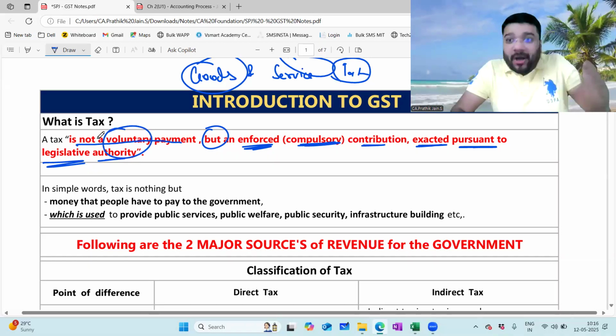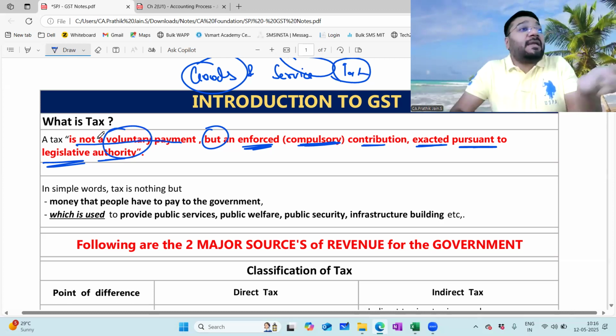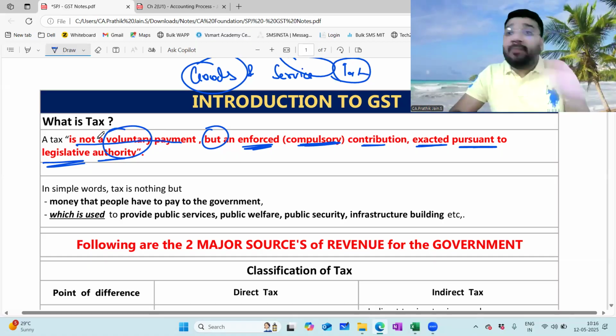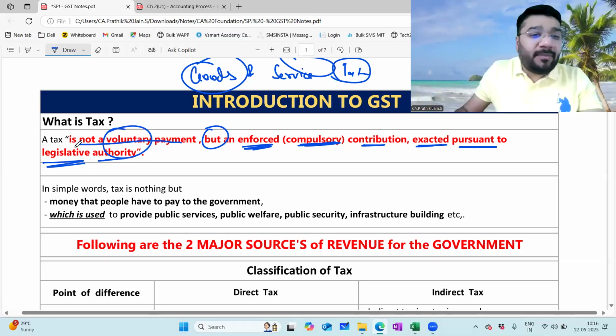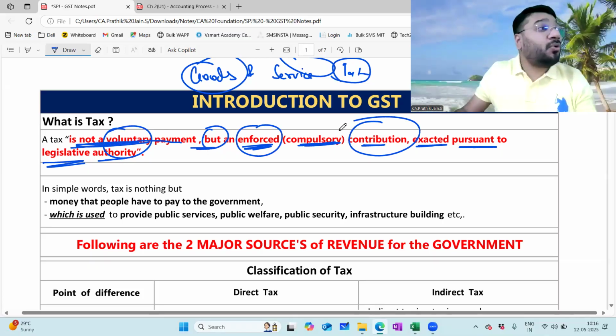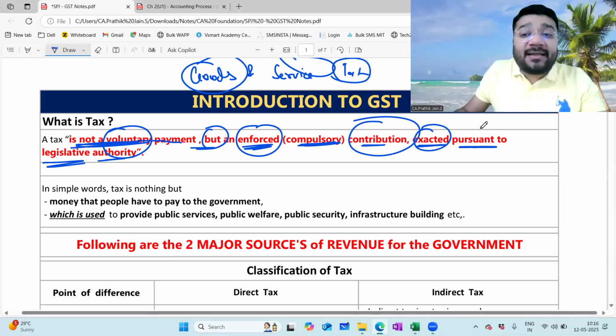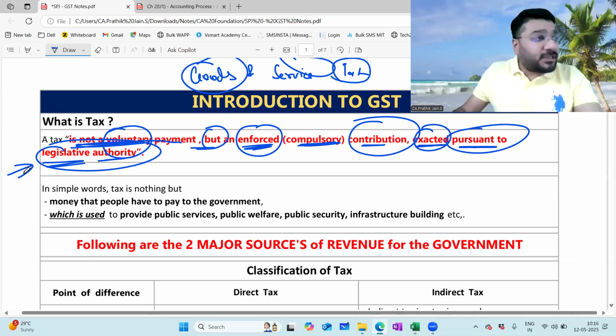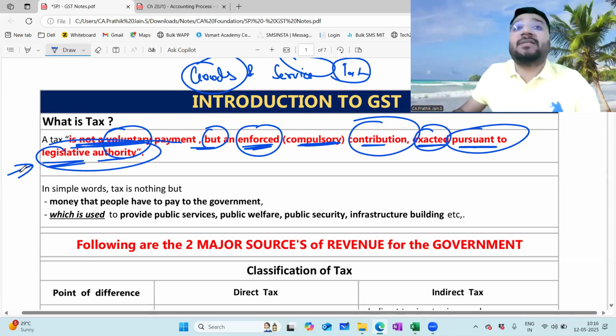Voluntary means what? You go and give money to the government voluntarily. Government, take this money. No. Had the compulsion not been there, nobody would pay tax. So first of all, tax is not a voluntary payment, but it is an enforced contribution. Means what? It is a compulsory payment that you have to do. Why? Because it is exacted pursuant to the legislative authority. Means as per the law, or because of the law, you are forced to make this payment.